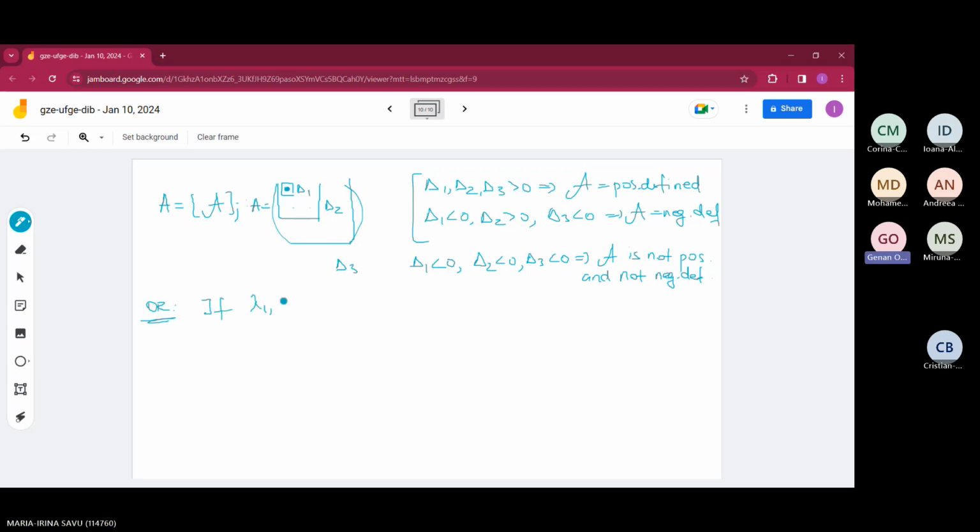Okay, but for the second case, it can start with delta 1 positive and then negative. It only needs to be alternating, no? Alternating with the first one negative. It is mandatory. Oh, it is mandatory to start with negative delta 1? Yes. Okay. Where these are the eigenvalues?